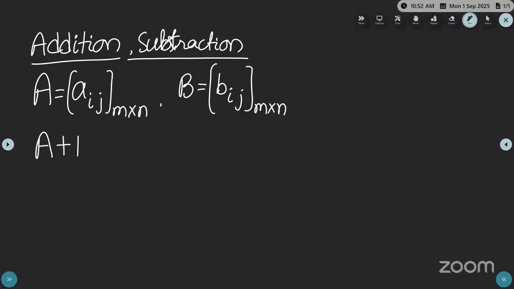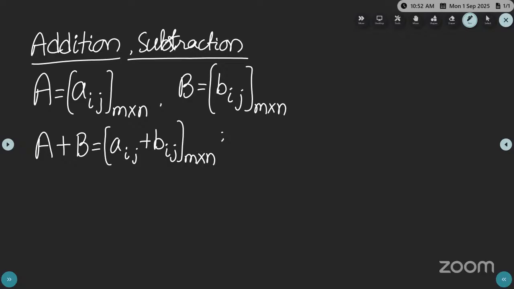A plus B equal to Aij plus Bij of order m by n. You need to add the elements in the corresponding positions.